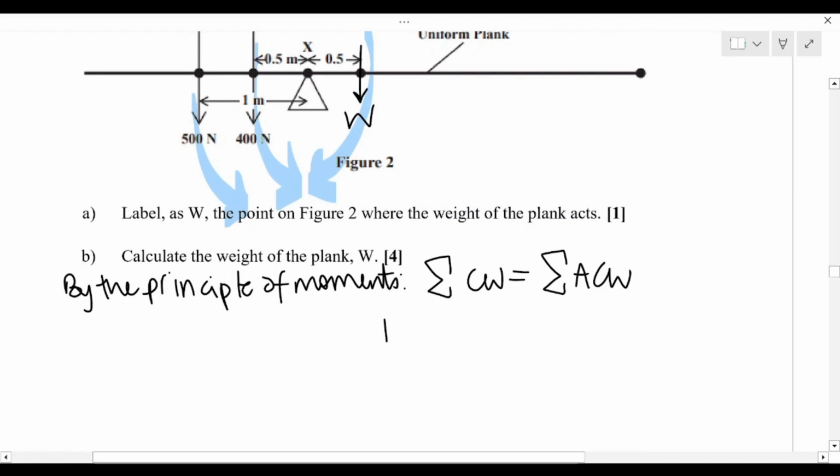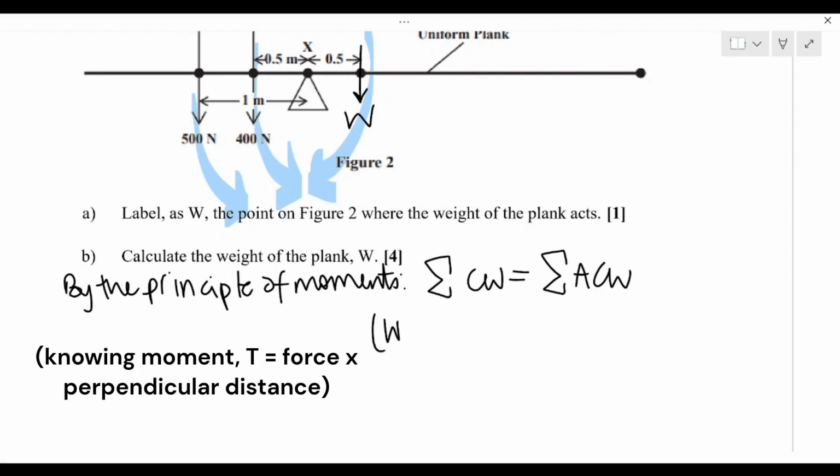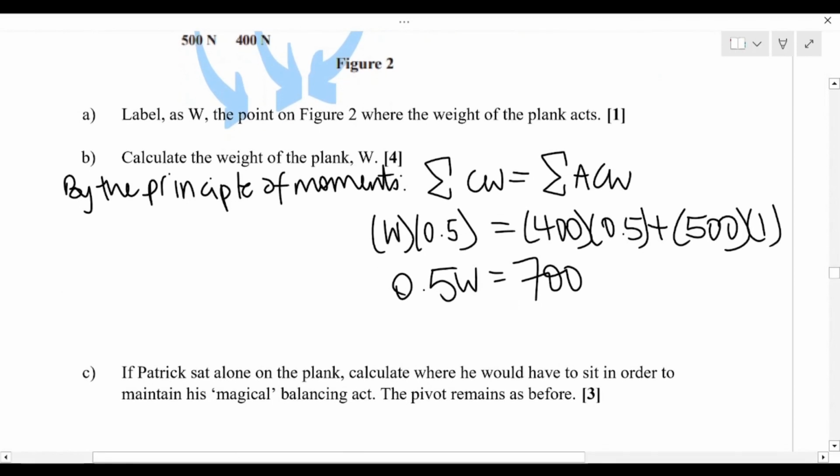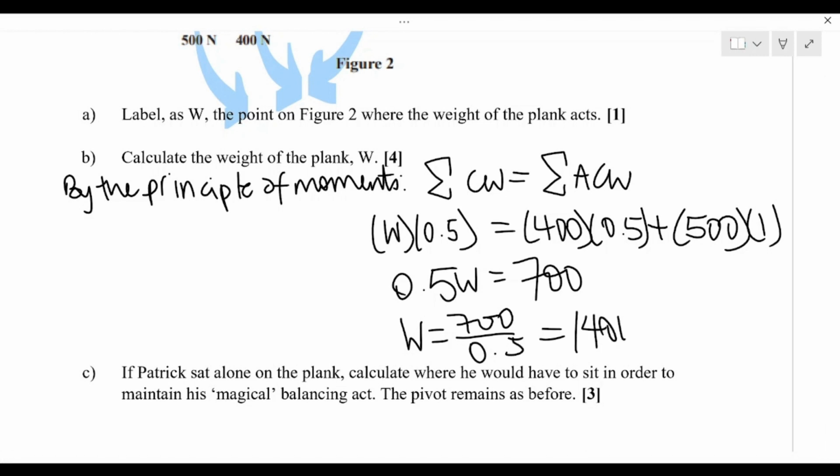Therefore, W times 0.5 is equal to 400 times 0.5 plus 500 times 1. 0.5 W is equal to 700. W is equal to 700 over 0.5, which is equal to 1400 newtons.